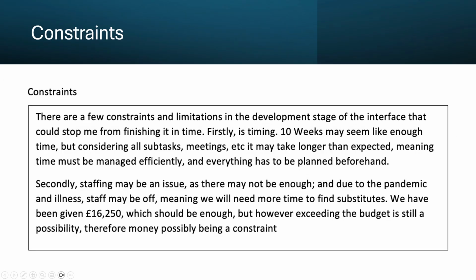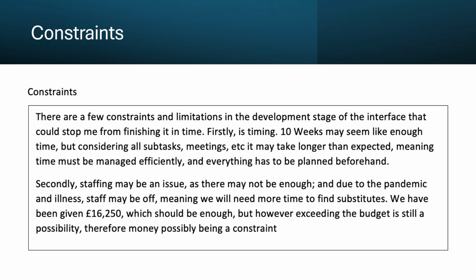And then the last one is your constraint. So your constraints are going to be limitations of the project. So things that may stop you from finishing the project on time. So it could be a time, that would be a constraint, how long you've got. You may not have enough time to complete that particular project, especially if you've got lots of subtasks. You might have constraints in terms of budget, how much money you've been allocated. It might be to do with staffing, having not enough staff to complete this.